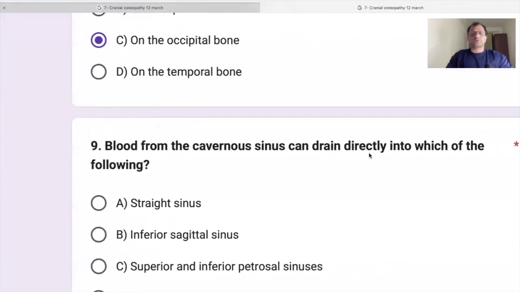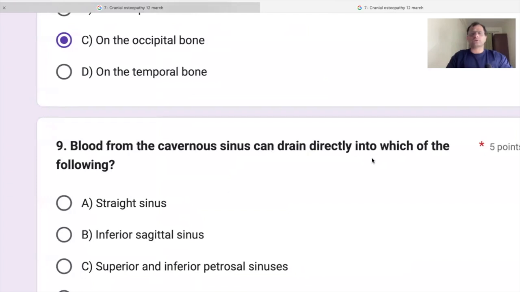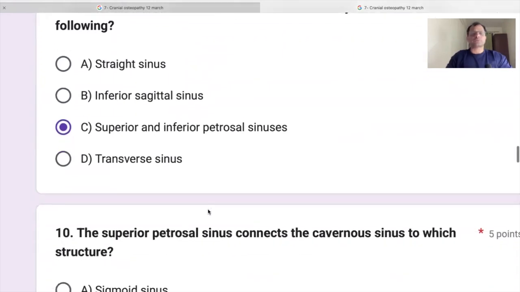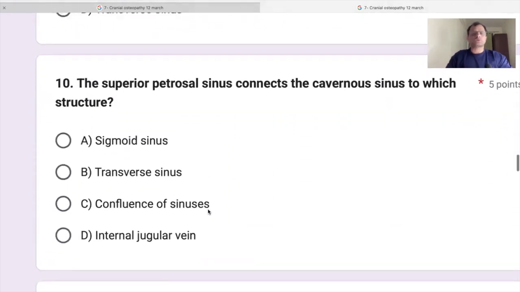Question number 9. Blood from the cavernous sinus can drain directly into which of the following? The superior and inferior petrosal sinuses. So we have discussed that from the cavernous sinus, one is the superior petrosal sinus, one is the inferior petrosal sinus, going and then going further. So the answer will be superior and inferior petrosal sinus. Question number 10. The superior petrosal sinus connects the cavernous sinus to which structure? Transverse sinus. Yes. So you can see again this image here.